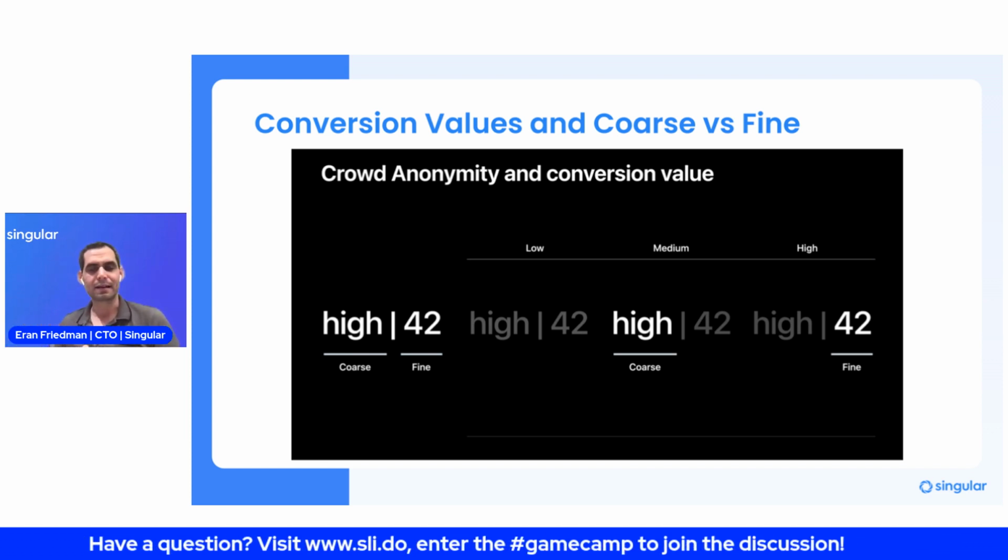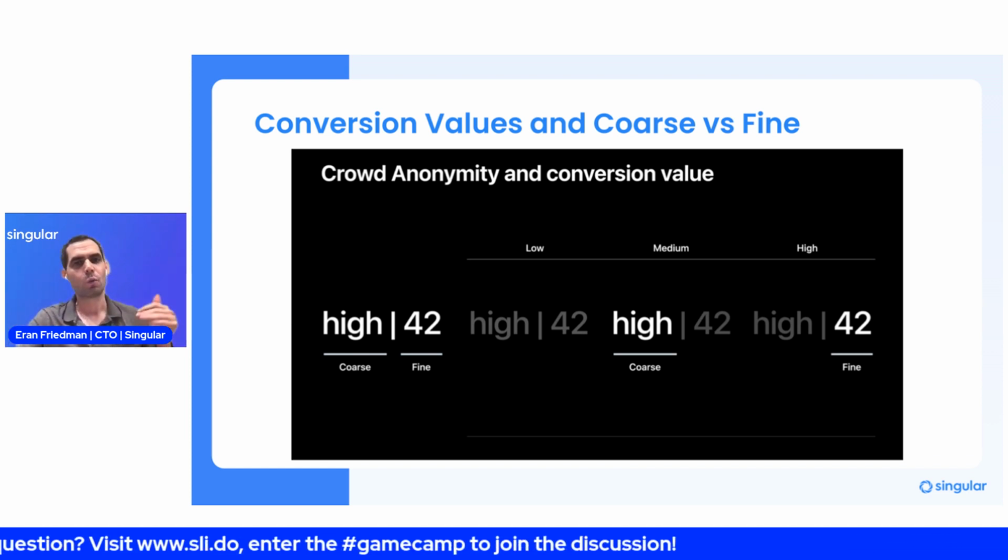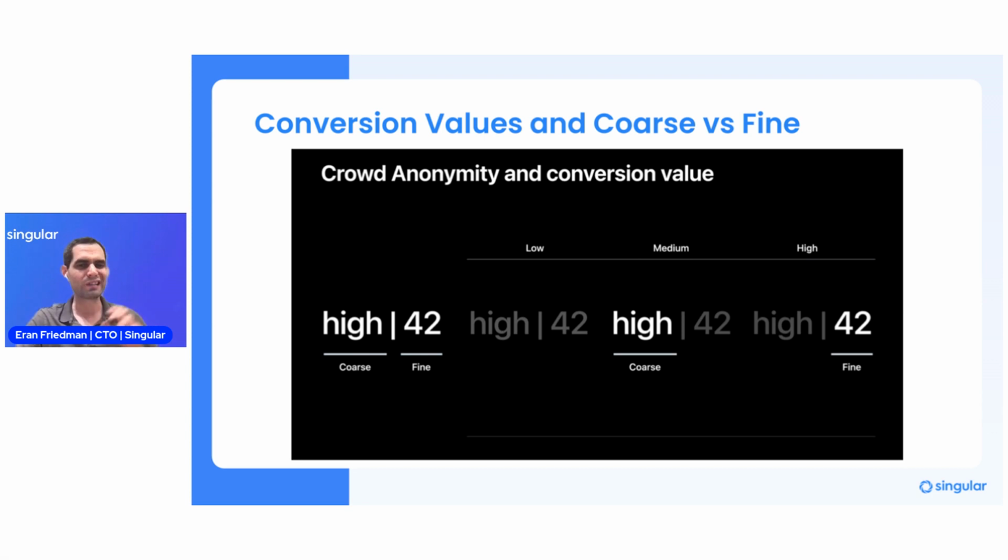Moving on to the next major update that was announced, the conversion values. So this number between 0 and 63, which exists in previous versions of SKAN, still exists today, and you can still work with this in SKAN 4.0. But part of the challenge was the privacy thresholds. With the lower volumes that game developers were running, they didn't get any conversion value. They didn't get that number. That's basically demonstrated here on the left side of the chart, the low tier.